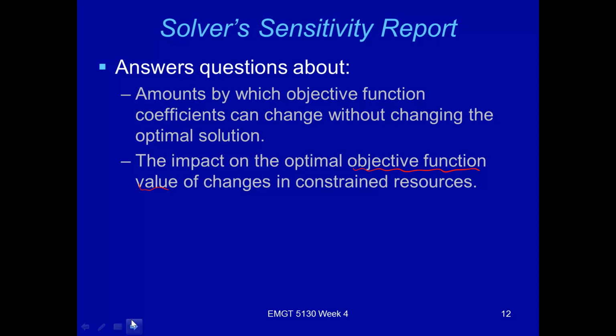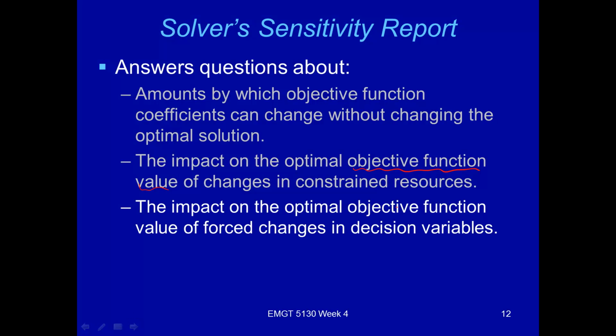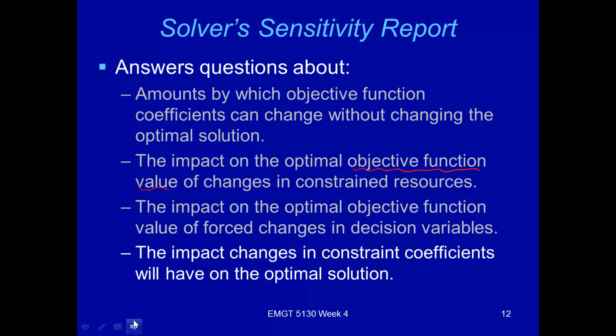That's something to differentiate. Third, the impact on the optimal objective function value of forced changes in decision variables. Say a decision variable result is 0. Say for the Blue Ridge hot tub, if one of them is 0, that means we're not going to produce any of that hot tub. What if the company says, just for strategic reasons, we want to produce this, even though it's not going to make more money for us? We just want to develop this new product. How much impact will that have on our total profit? Sensitivity analysis will tell you. And the impact changes in constraint coefficients will have on the optimal solution.